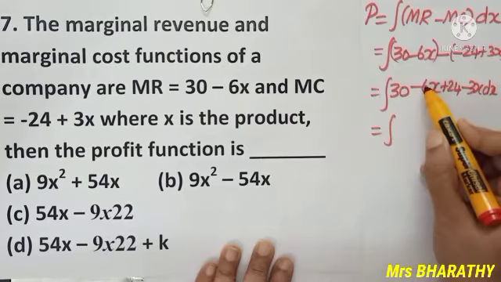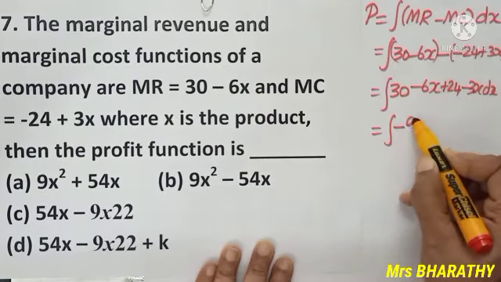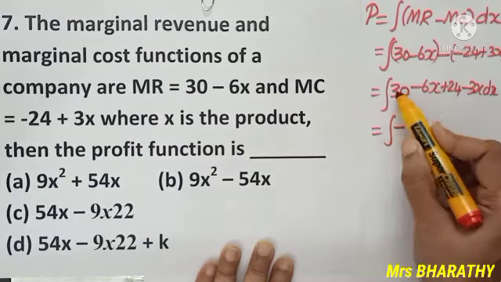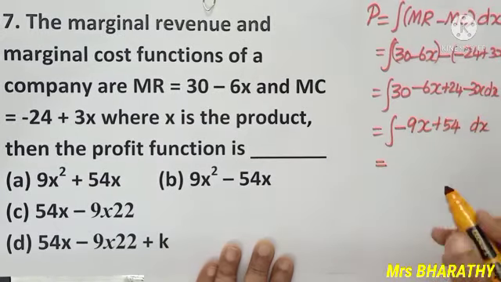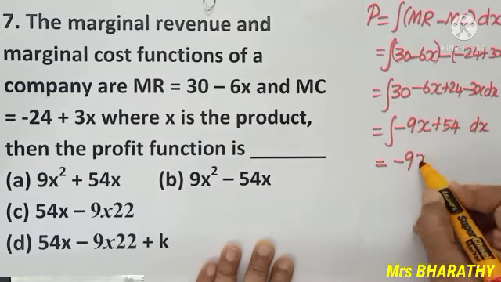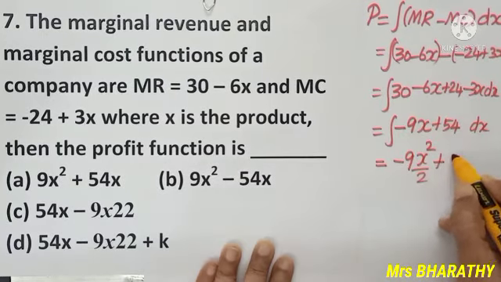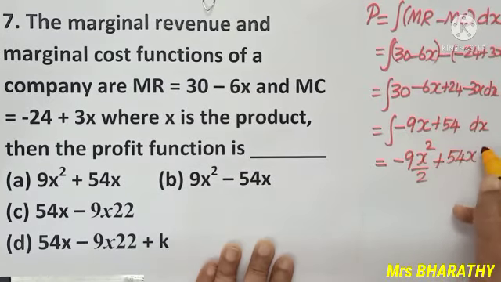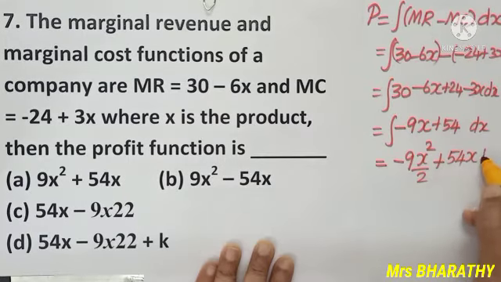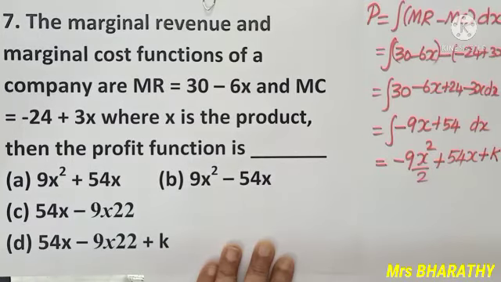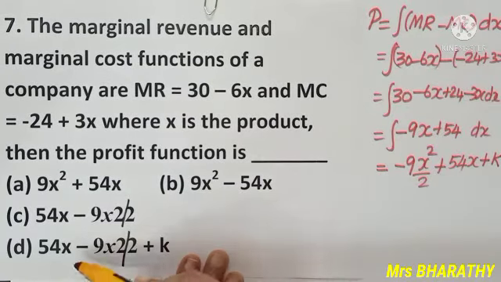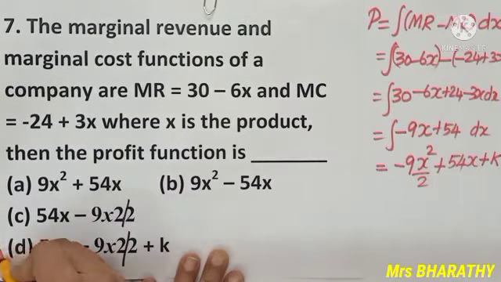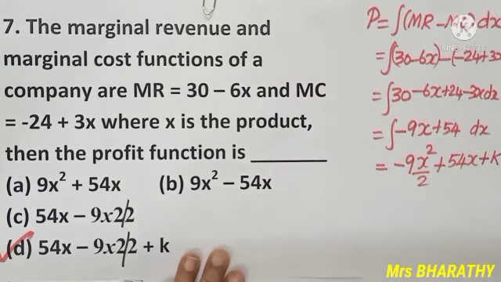As we reduce, minus 6x minus 3x is minus 9x. 30 plus 24, 54 dx. Now let us integrate. Minus 9, x becomes x square by 2, plus 54 becomes 54 into x plus a constant, say k. Minus 9x square by 2 plus 54x plus k. Option D will be the right choice.